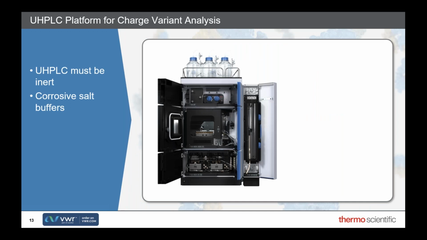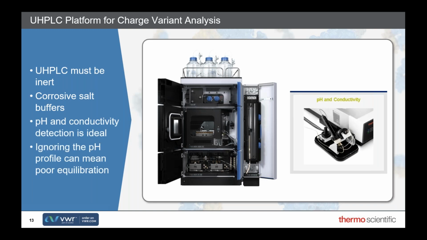It's also worth briefly mentioning that the UHPLC system that you use for charge variant analysis should be inert to run the corrosive salt buffers used in the salt gradient elution. I'll be focusing on the use of pH and conductivity detection for method optimization. This technique is extremely useful to ensure the method has good control of the pH and that the column has enough time to equilibrate for the next run. Running blind to the pH profile can often lead to poor equilibration at the end of the chromatography run, which then leads to an unstable method. And we're going to show you some pretty clear and obvious examples of this later on in the webinar.